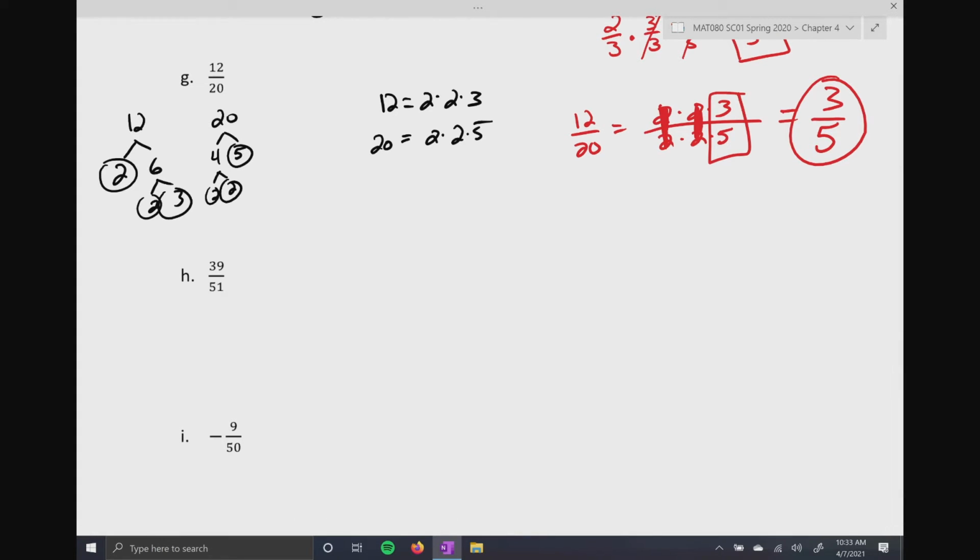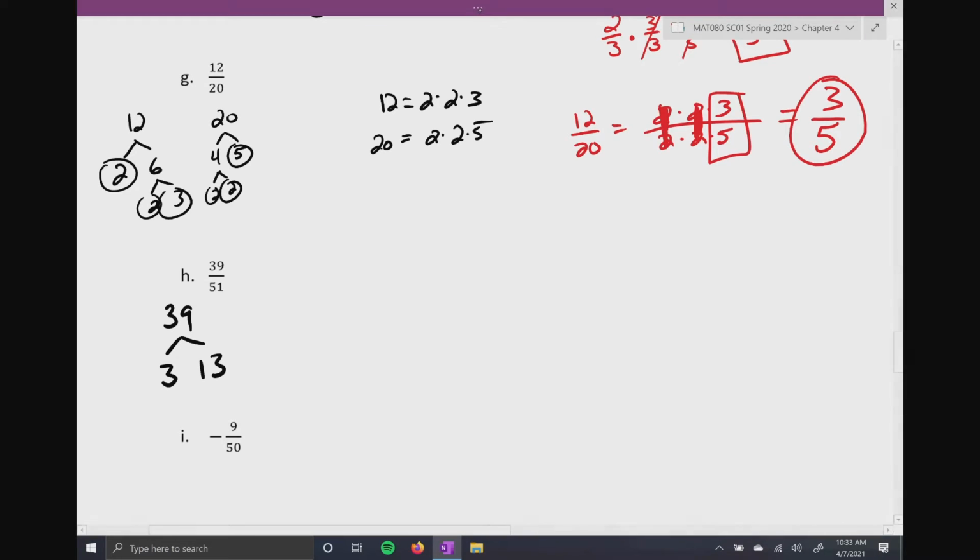So, let's go ahead. Let's look at the next one. 39 over 51. 39 can break down into 3 times 13, and they're both prime. Got the wrong marker here.